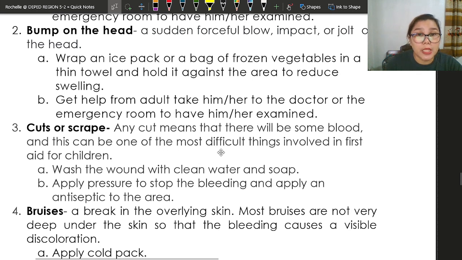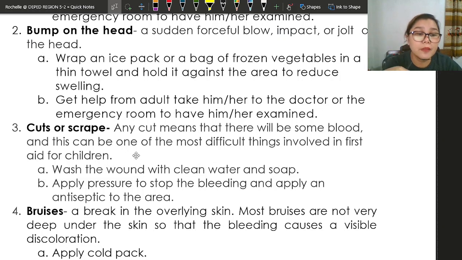You need to apply first aid treatment. And it does not include crying. So, there will be some blood, expect na some blood, but this can be one of the most difficult things involved in first aid for children. Kasi, bakit mas mahirap ito sa bata? Kasi, may mga bata na nasanay na whenever they see blood, nakakatakot yon, which is very natural naman kasi our body may veins all over, tapos syempre pag may nakatin na tissue or skin, may lalabas talagang liquid, which is blood.